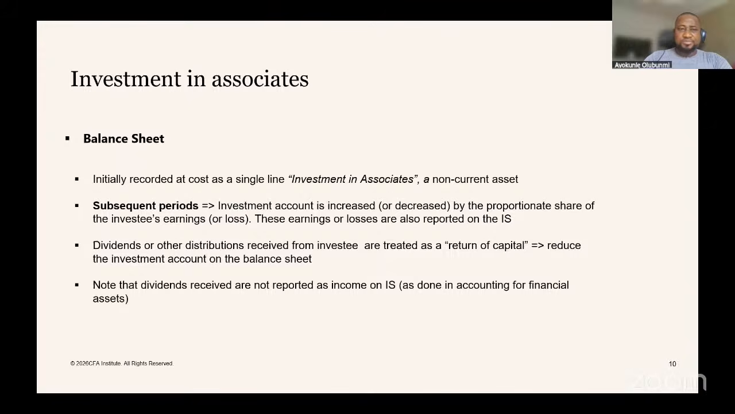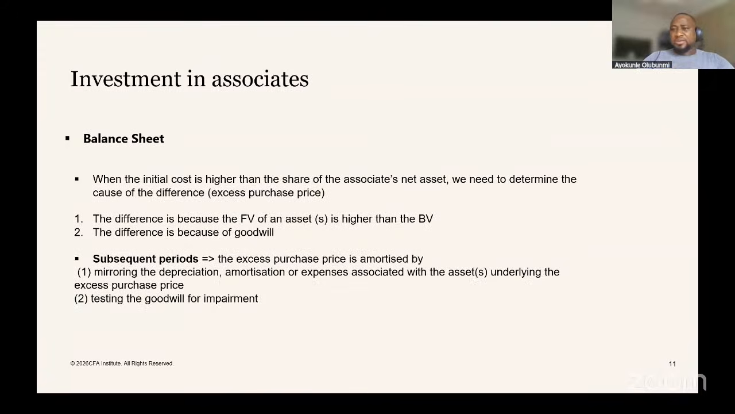Okay, now at times what you realize is that the amount that you are paying for investments in associates, ideally, should actually be the share of the net assets of that particular company. So meaning that assuming you're buying 25% of a particular company, it should be 25% of the net assets, which is assets less liabilities, right? Ideally, that's what you're paying for.